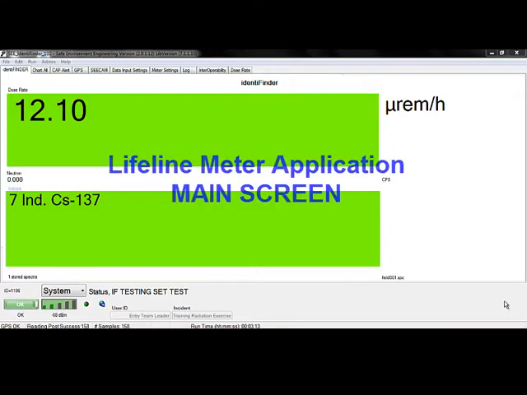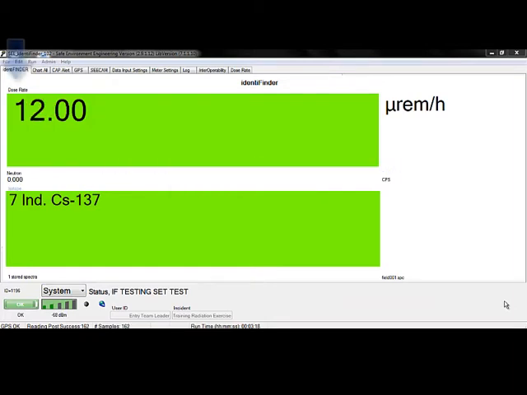The Lifeline meter application main screen is a virtual replication of the instrument's faceplate. The elements of the main screen include the chemical name. This is typically the chemical abbreviation of the monitored substance. In the case of radiation shown here, this is the indication of what is being detected. In this case, it is dose rate.